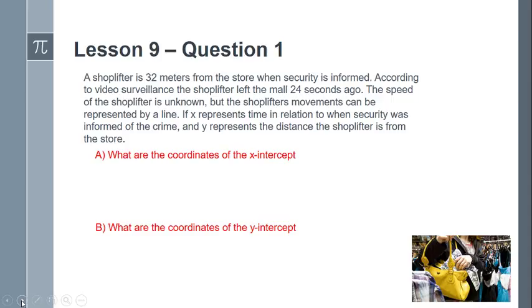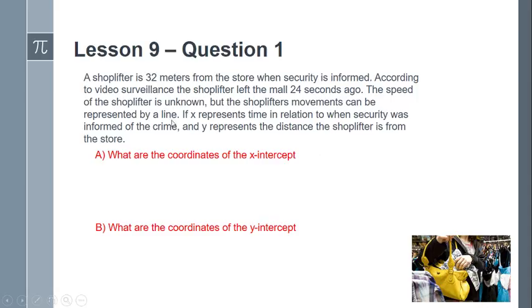All right, so the scenario is this. A shoplifter is 32 meters from the store when security is informed. According to video surveillance, the shoplifter left the mall 24 seconds ago. The speed of the shoplifter is unknown, but the shoplifter's movements can be represented by a line. If X represents time in relation to when security was informed of the crime, and Y represents the distance the shoplifter is from the store, what are the X-intercepts and what are the Y-intercepts?